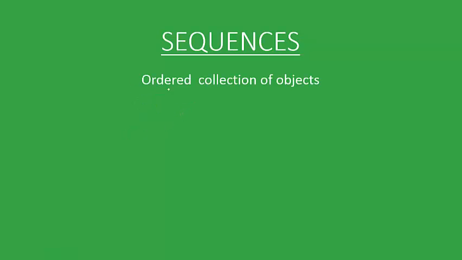Sequences are basically an ordered collection of objects, or more mathematically, they are functions which are mapped from natural numbers to real numbers. That is, they are basically of this form. For example, let's take Tn is equal to 2n plus 1. That is, the nth term is given by 2n plus 1.